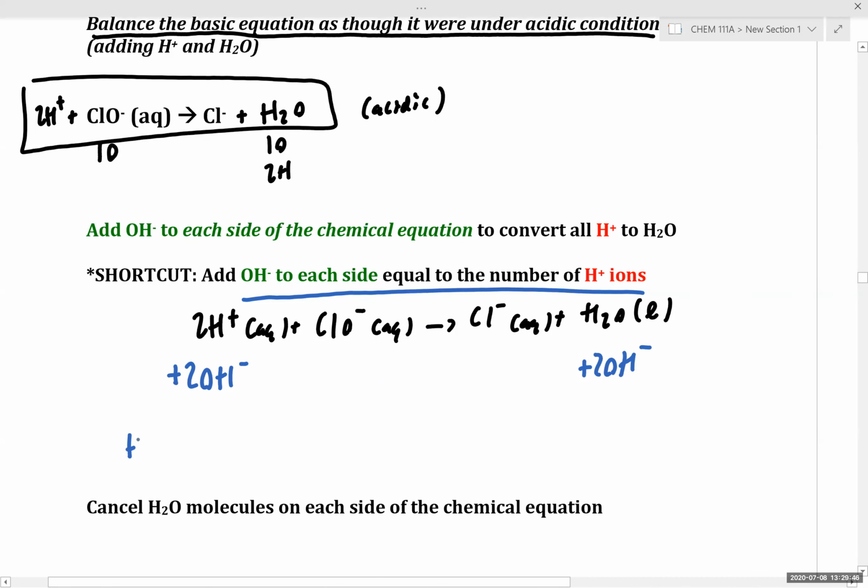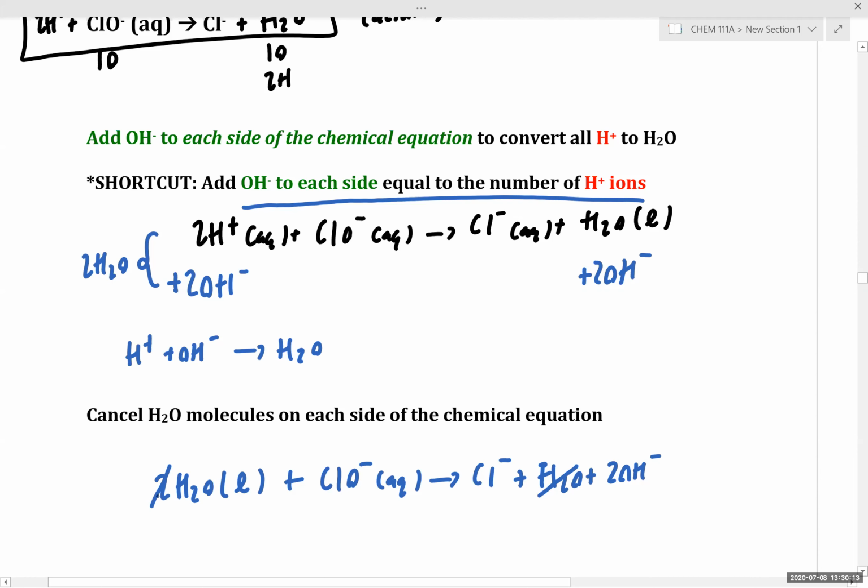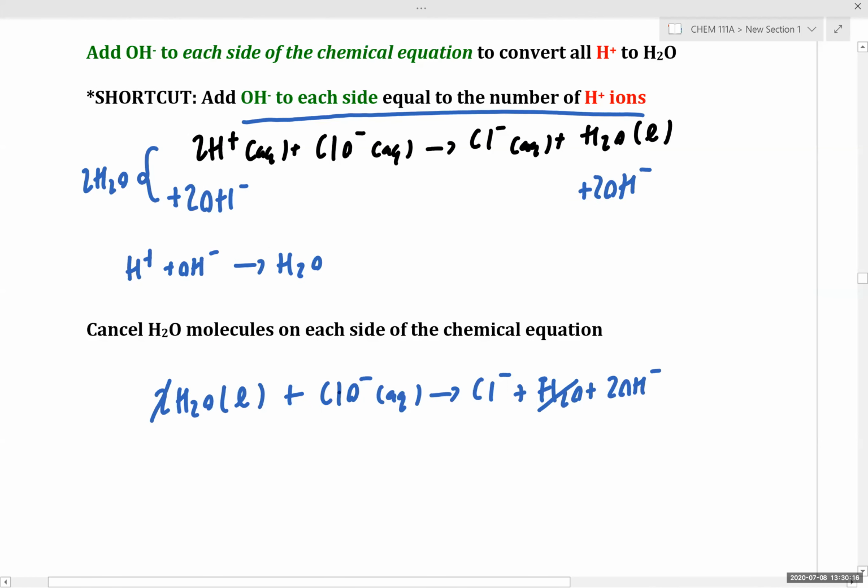And we know that H+ plus OH minus will create water. So this will end up generating 2 water molecules. So we write out our equation. So 2H2O liquid plus ClO minus aqueous leads to Cl minus plus H2O plus 2OH minus, and then we cancel water molecules on each side. We have 1 on each side, so we cancel 1 water molecule. That gives us the following balanced equation under basic conditions.